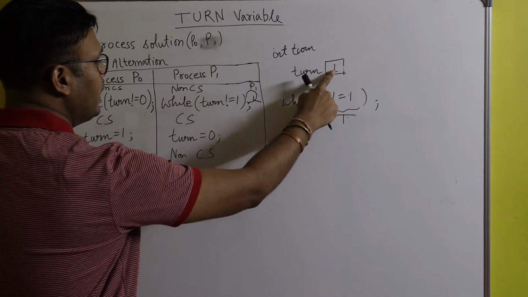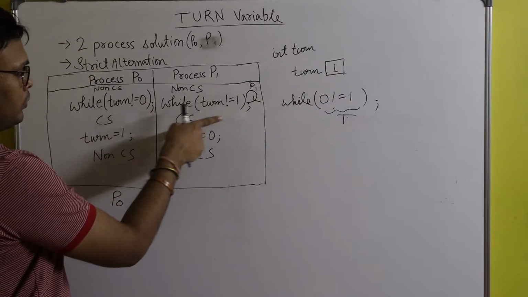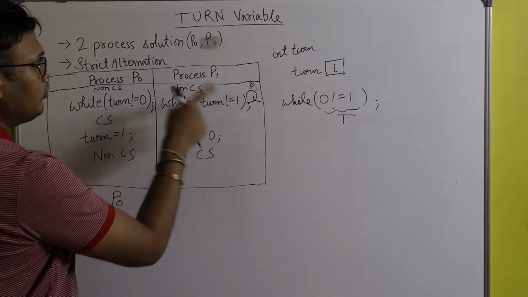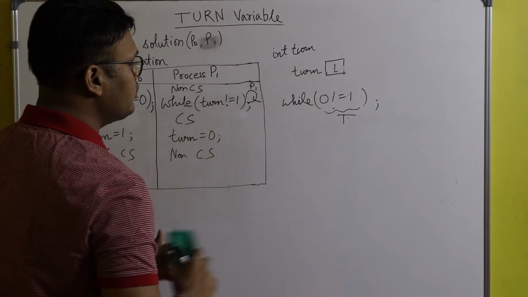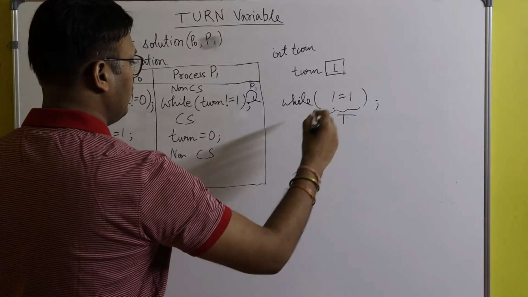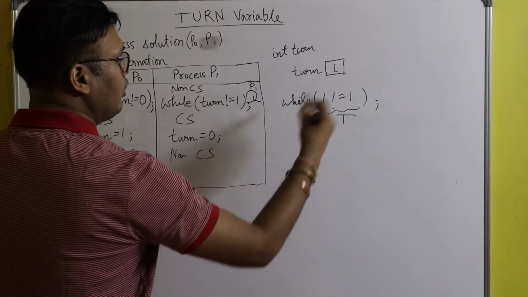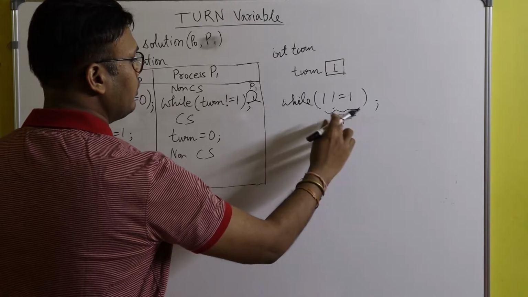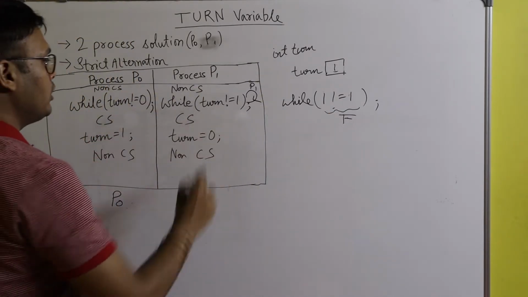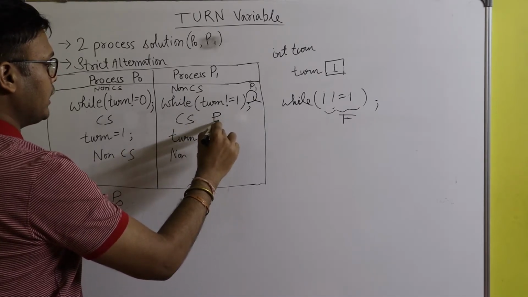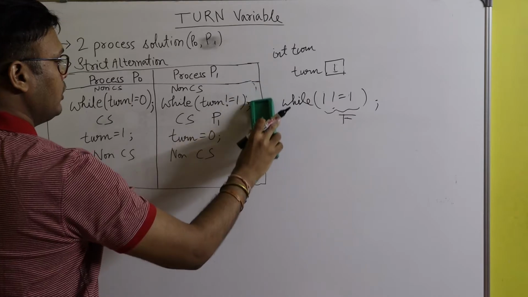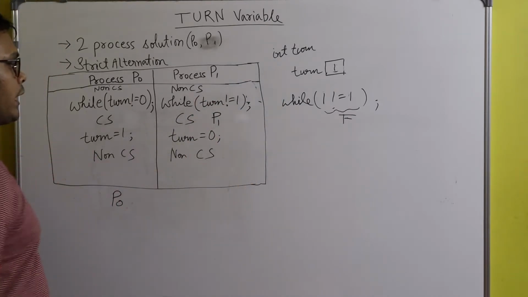The value of turn is 1. So P1 will run this code: while turn not equal to 1. The value of turn is 1, so here you see, while 1 not equal to 1. Obviously, it's a false statement. Since it's a false statement, the while loop will be broken. So now P1 can enter the critical section. You see here, P1 is inside the critical section.